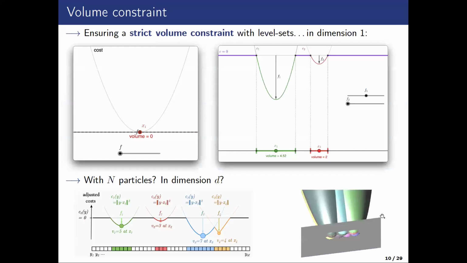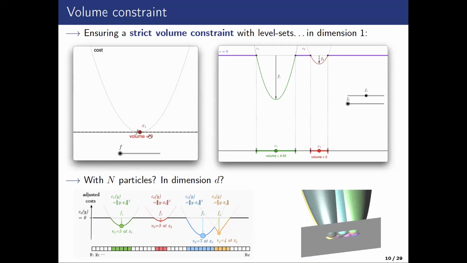Okay, so I guess there are many experts in optimal transport in the room, probably more than me, but I will still explain briefly how to link optimal transport with this volume constraint problem. So let's say that I have a particle at a given position in dimension 1. So the space is this line here. And I want this particle to have a given volume.